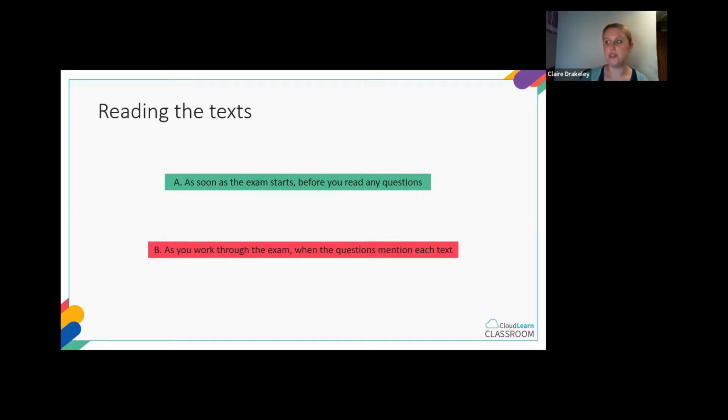Option A is as soon as the exam starts, before you read any questions. And B is as you work through the exam, when the questions mention each text. So give it a go, take a go at the poll, see what you think. I can't see who voted for what, so don't worry. I can only see when the votes come in and how many people vote. I can't see who.